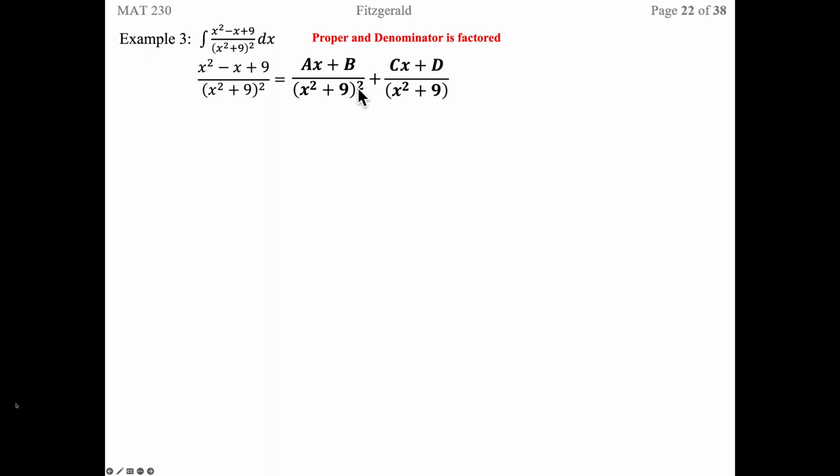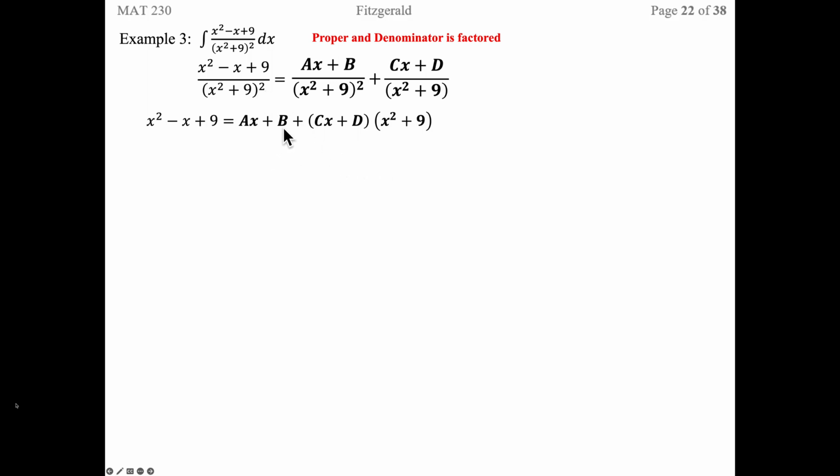All right, so this is my least common denominator. And again, if I multiply it to everything, I'll get x squared minus x plus 9 equals Ax plus B. This cancels. And then I'll have Cx plus D multiplied to another binomial x squared plus 9, because I'll only be able to cancel out 1 when I multiply by (x squared plus 9) squared.